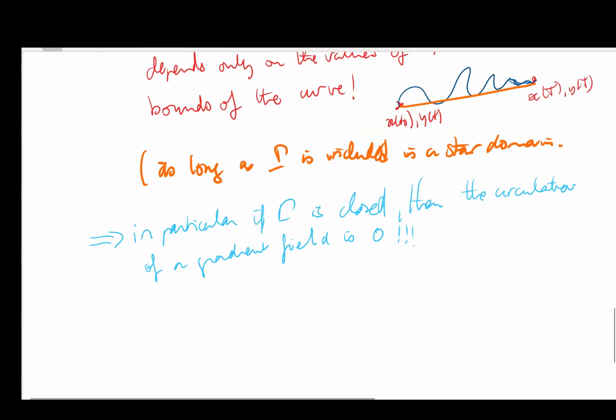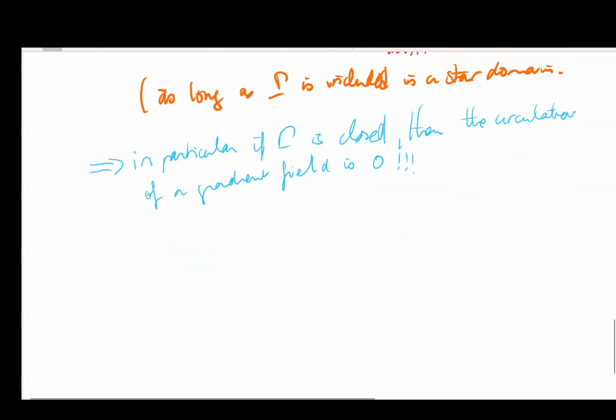Why? Simply because we saw that the circulation of a gradient field depends only on the value of the potential at the beginning point and the end point, and if your curve is closed, then beginning and end are the same, and so the values are the same. Okay, so let's illustrate that with our previous example.